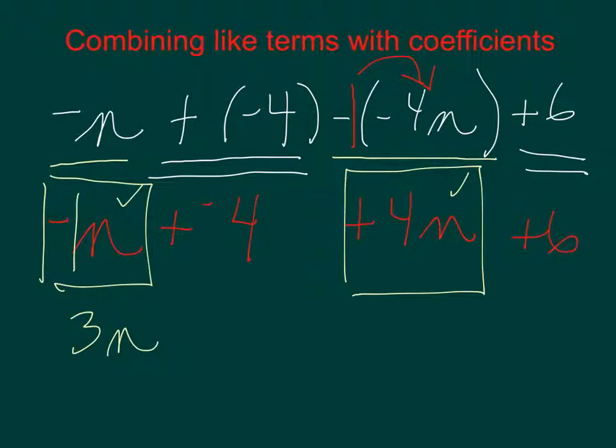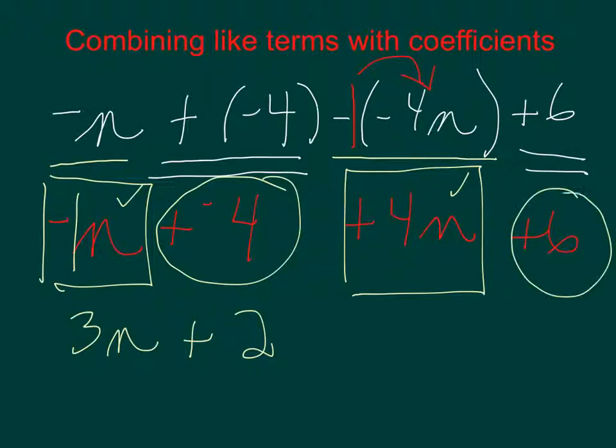So when you're adding negative 4 plus 6, you're going to subtract and then take the sign of the greater absolute value, which would be the positive 6. So this would be plus 2. I'm going to circle those when we combine those two terms.